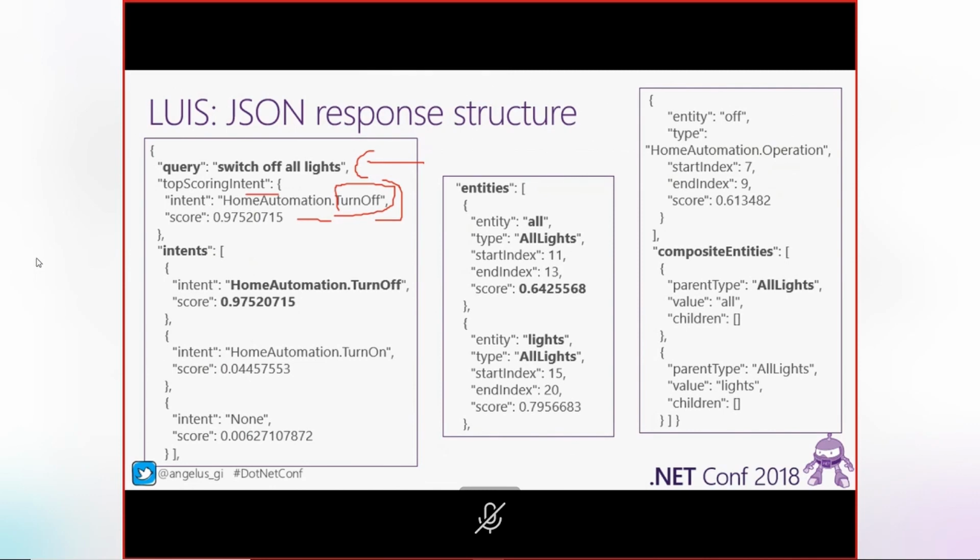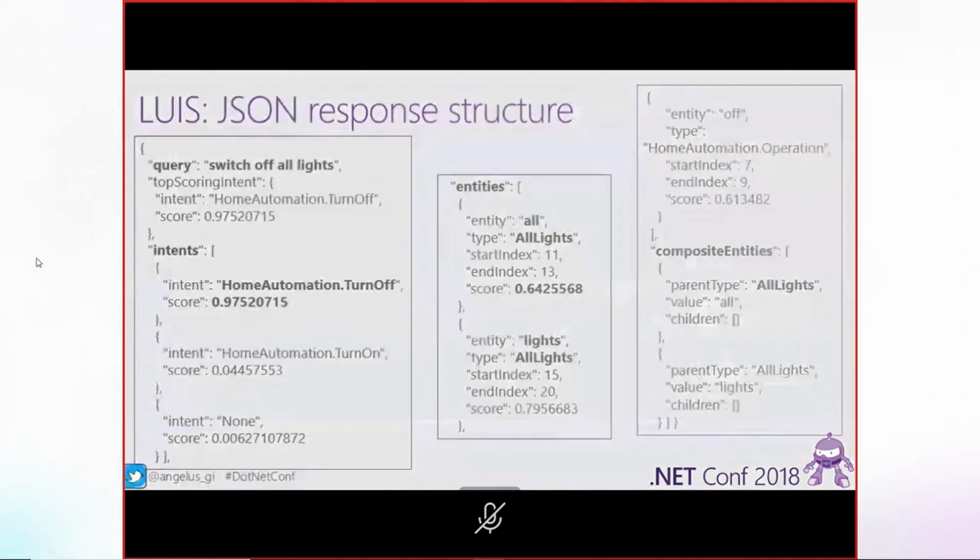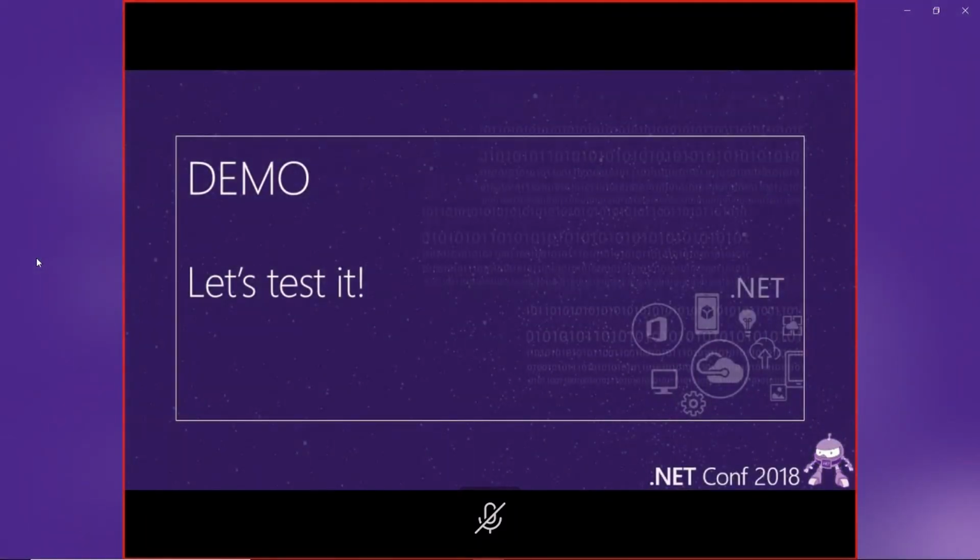We can find in the entities part that the LUIS model has predicted that we want to switch off all the lights, and it recognizes our intent using two keywords, all and lights. In the third part, we can see the composite entities, that is all the lights. But let's see in Visual Studio how to implement this.